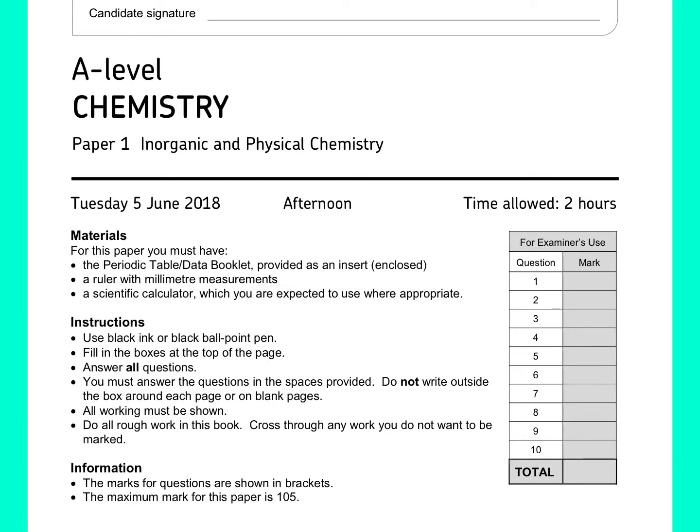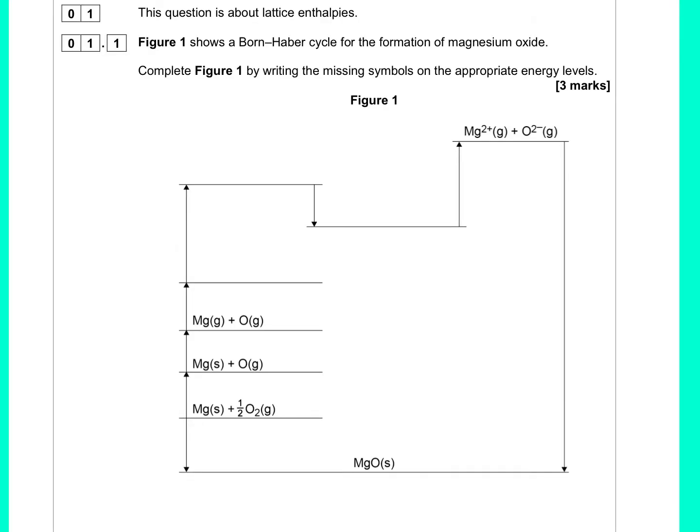This is a video walkthrough of June 2018 Paper 1 Inorganic and Physical Chemistry. Question 1 is asking you to complete a Born-Haber cycle for magnesium oxide. So you're asked to complete the missing labels.